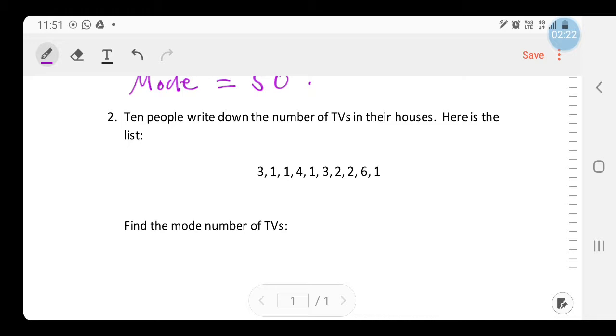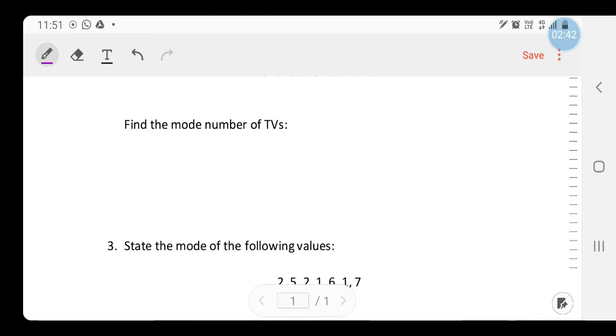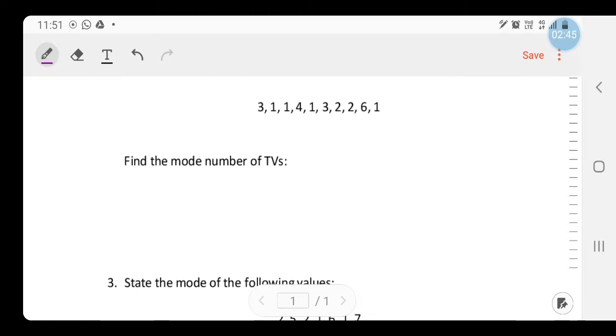Okay, 10 people write down the number of TVs in their homes. Here is the list. So we have 3 TVs, 1 TV, 1 TV, 4, 1, 3, 2, 2, 6, 1. So we've got 10 people and they each write down how many TVs they have in their house. Find the mode number of TVs. Okay, well, that simply means what number of TVs is the most frequent. So let's have a look.